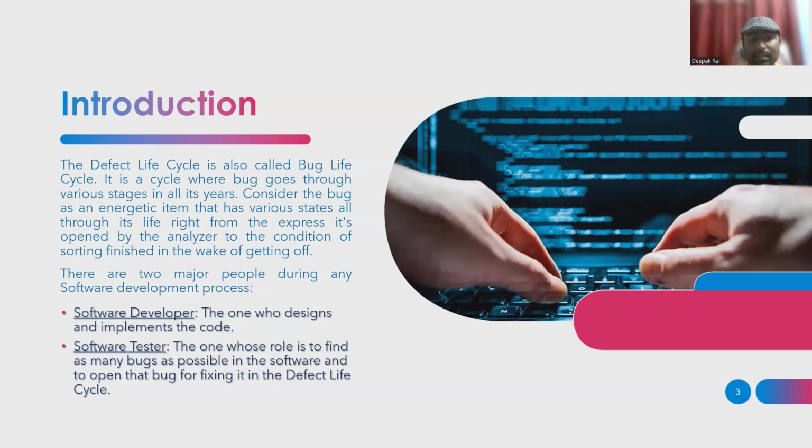Throughout the complete process, the defect is analyzed in different stages. There are two major roles during the software development process: software developer and software tester. The developer is developing the code or creating the functionality, and the software testing team member is verifying the complete functionality based on the requirement specification document or business requirement document. If the testing team finds everything is working properly, then that's good. Otherwise, they report the defect. That is called a bug.